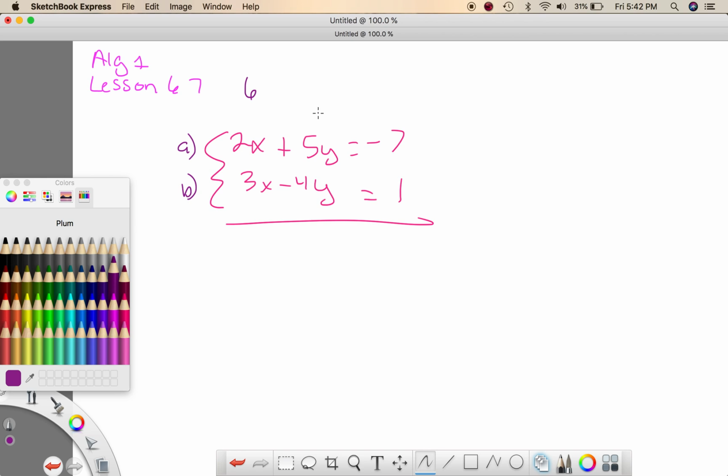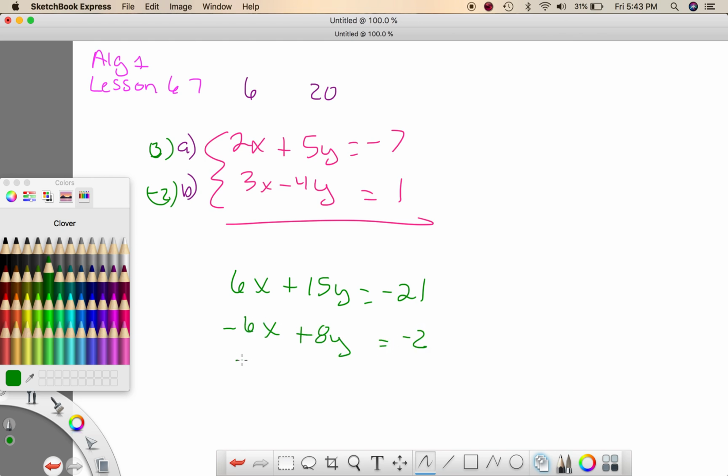The least common multiple here is going to be 20. So we'd have to multiply this one by 4, this one by 5. Those are bigger numbers. So I just personally will choose the smaller one. So I'm going to multiply equation A by 3. Okay, the book does it a little different. And I'm going to multiply this by negative 2. So then we get 6x plus 15y equals negative 21. Then I'm going to get negative 6x plus 8y equals negative 2.